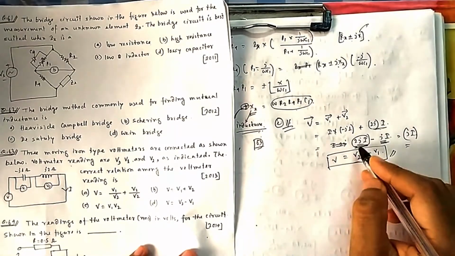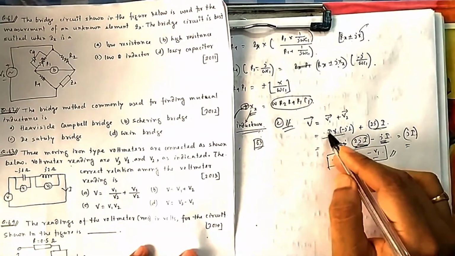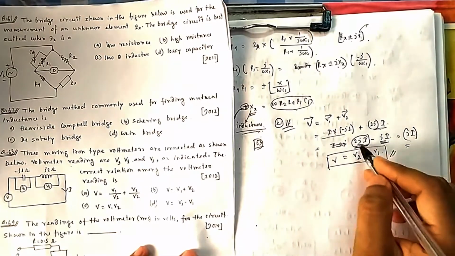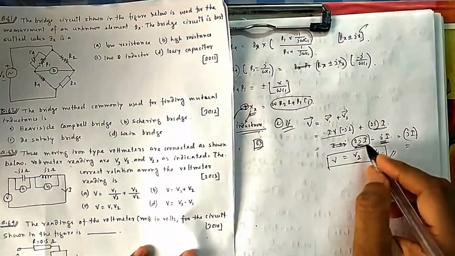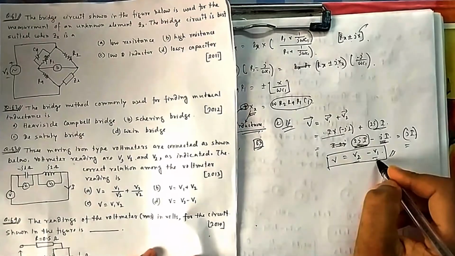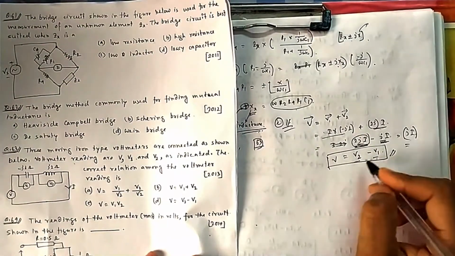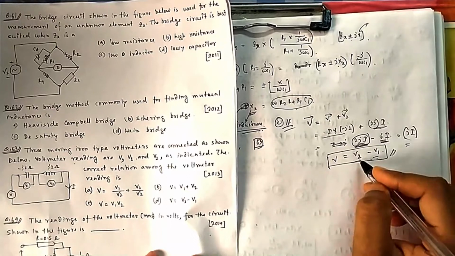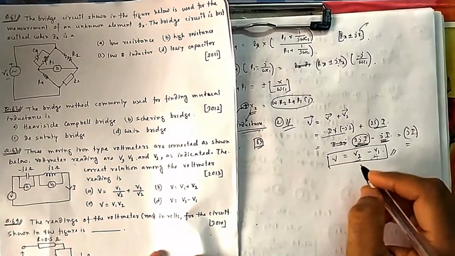You can see, because no real part is there, what you will do is subtract the imaginary parts. So this part minus this part, that's what you will do, and that will be your answer. So 2jI minus jI. So that is V2 minus V1. That is your option D.